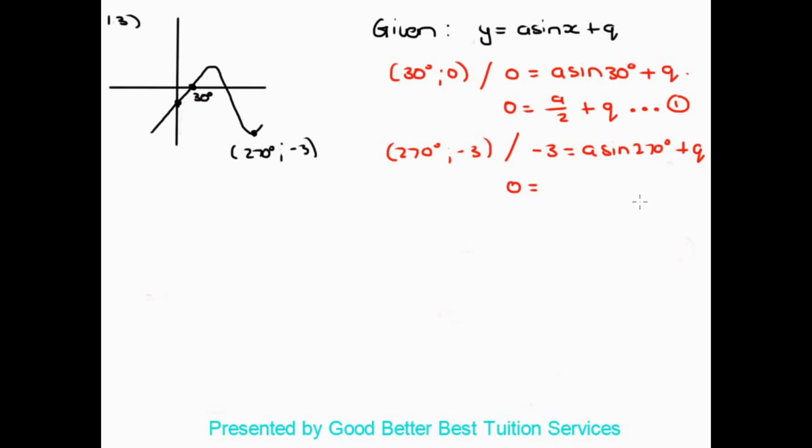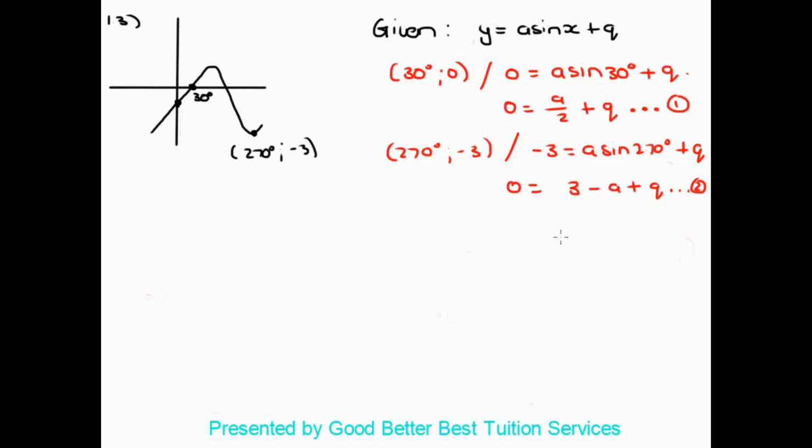the equal to sign and get everything over to the right hand side, which is going to make the next part of this example easier. So once that goes over, it becomes positive 3, because remember, minus going over changes sign. And then sine 270 in our calculator will give us minus 1. So minus 1 times a gives me minus a plus q. And this will be my equation number 2.